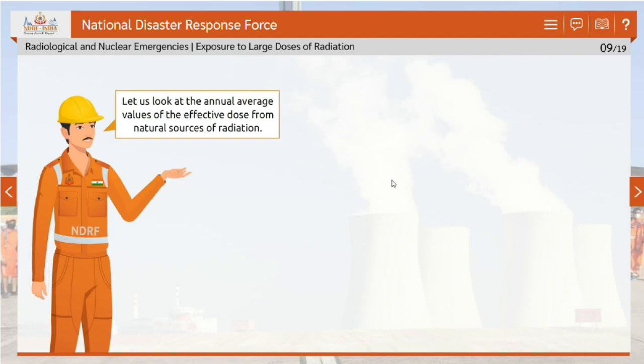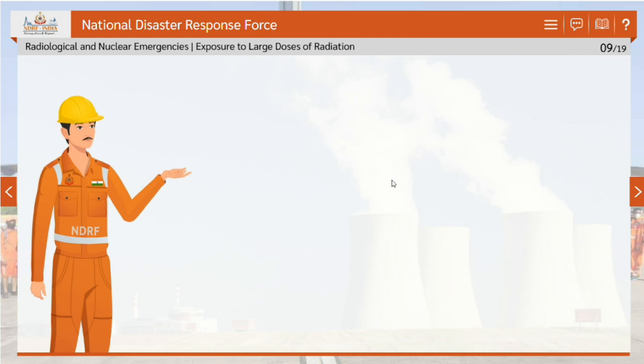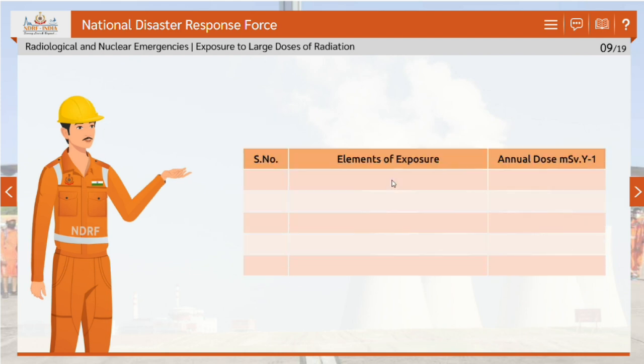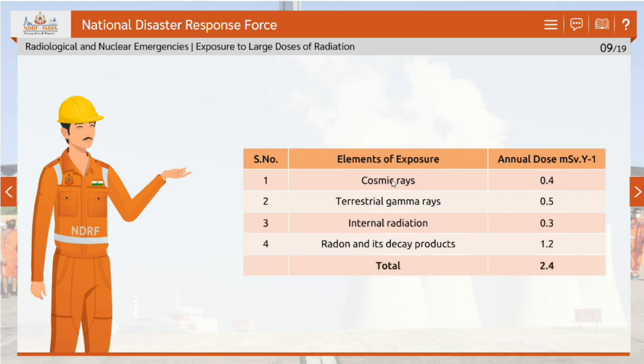Let us look at the annual average values of the effective dose from natural sources of radiation. These values represent the amount of radiation exposure we receive from elements like cosmic rays, terrestrial gamma rays, internal radiation, and radon along with its decay products. In the UK, the typical annual effective dose from these natural sources adds up to around 2.4 millisieverts per year.